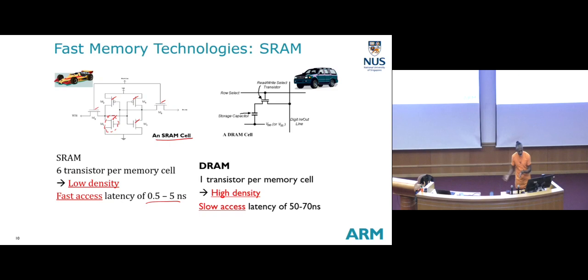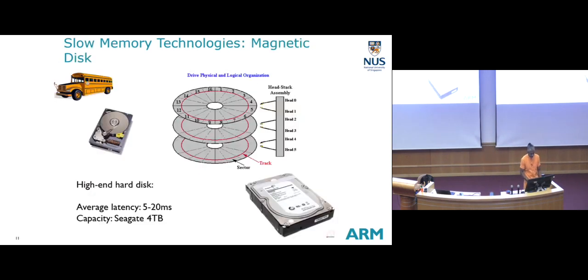Then along came DRAM. DRAM was a lot more efficient in terms of space because you only need a single transistor and a single capacitor. So with DRAM cells coming in, we can achieve far more capacity, but the access time is now slower. This is the trade-off. From SRAM, we transition to DRAM because we can store a lot more data, but then the access time is now slower.